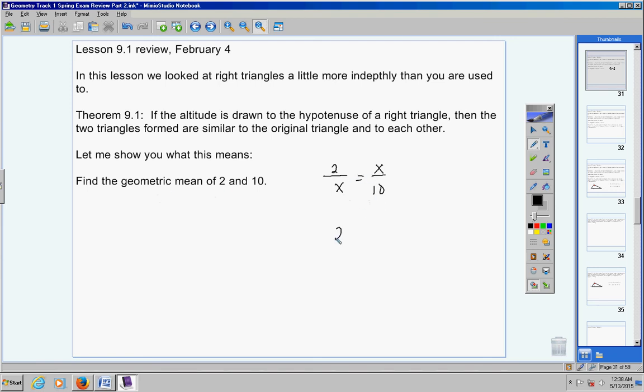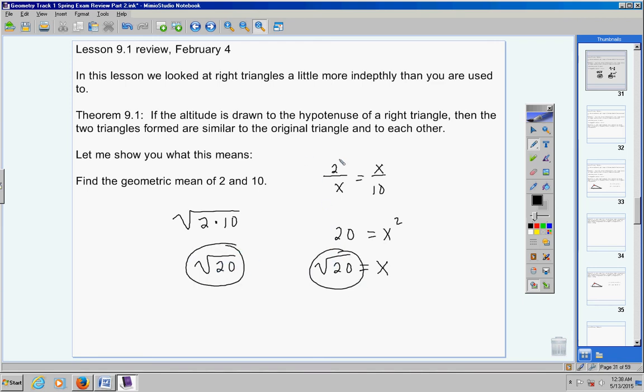2 times x is 20, or 2 times 10 is 20, x times x is x squared. Now take the square root of both sides, and you get this. That's the geometric mean. So the geometric mean of these 2 numbers is the square root of 20. Or another way to do it is simply do this. Another way is to take your 2 numbers, multiply them together, and take the square root of that number. So square root of 20. Either way, you get the same answer.